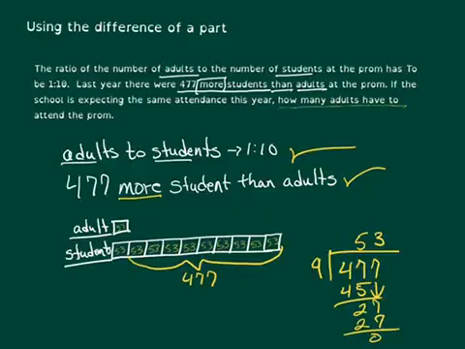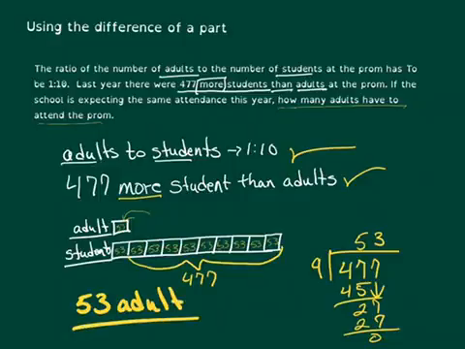How many adults have to attend prom? Well, that's pretty easy to see. It's just right there. So the answer is going to be that 53 adults have to attend prom. All right, let's get to the last question.